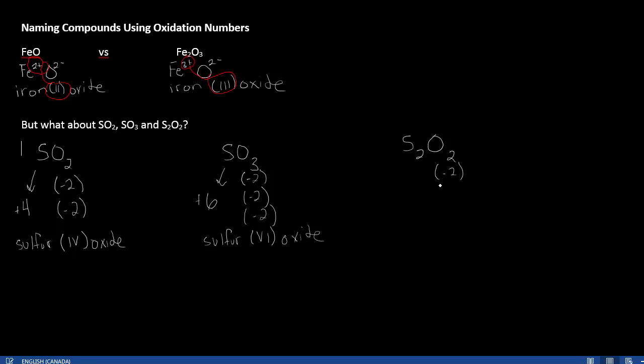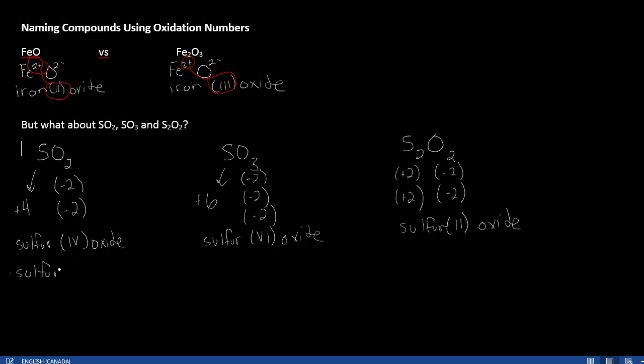S2O2, each of the oxygens has an oxidation state of -2, which means the total sulfur oxidation state must be +4. There are 2 of them in this case. Each one of them would get an oxidation state of +2, so I would write the name of this compound as sulfur(II) oxide, because again, the Roman numeral 2 is in reference to the charge of the sulfur.